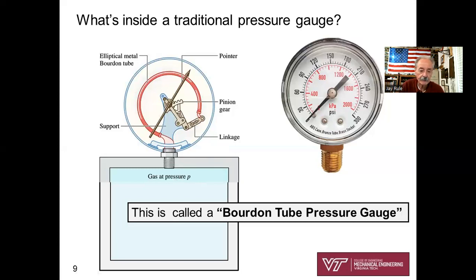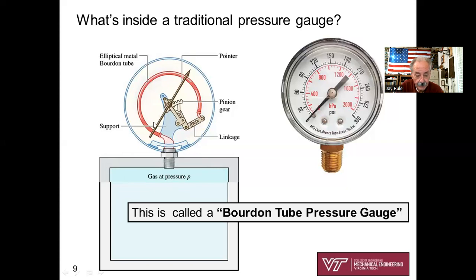So I was able to find this picture of what's connected to this dial that makes it work. This is a sketch of what's going on inside this gauge. And you see that we've got our pressure tap, right there. This would be connected, say, to a tire or a vessel.